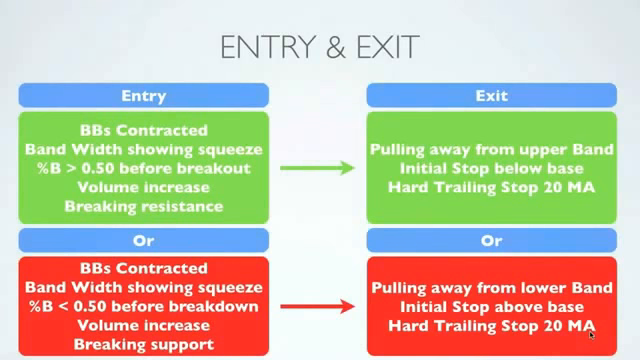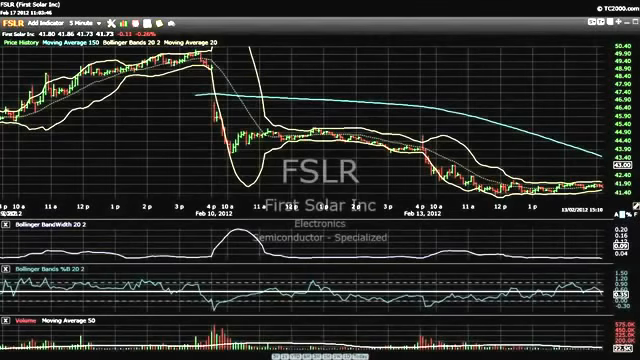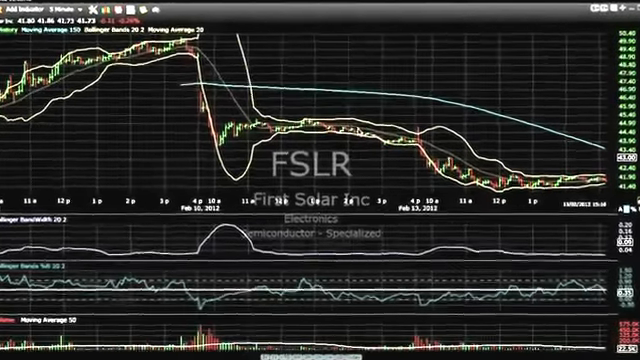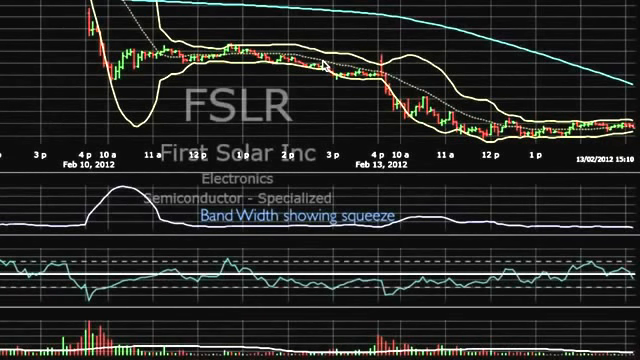Let me show you some charts. You can see how it will look. Here is FSLR. We have a downtrend already, and we're seeing this squeeze. The bandwidth is showing the squeeze because it has a low reading. We are seeing the %B is below the midpoint, showing that price has been staying relatively closer to the lower band, showing weakness already, showing weakness before the breakdown.